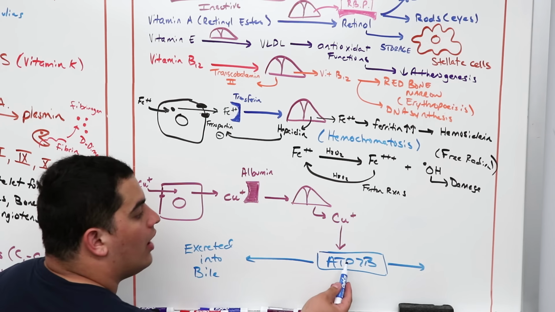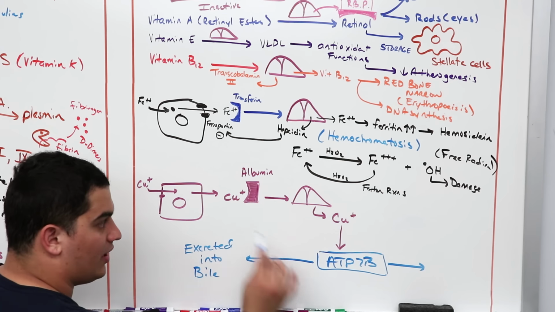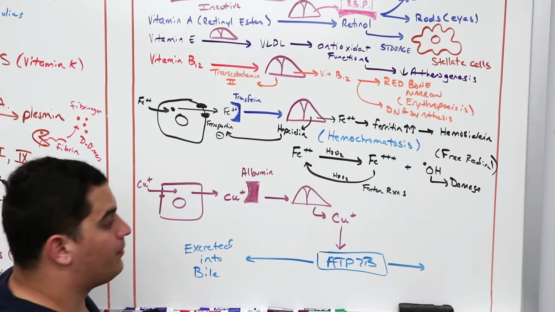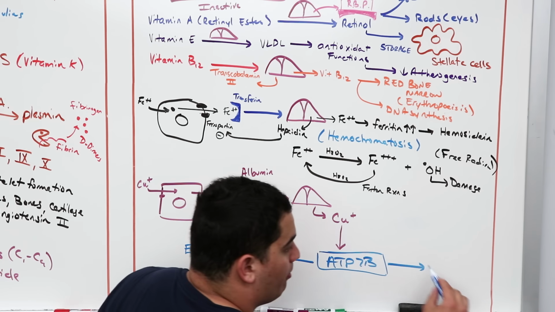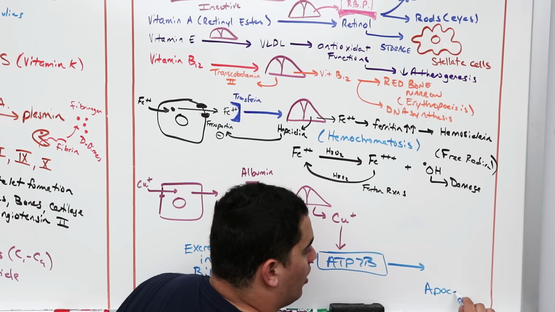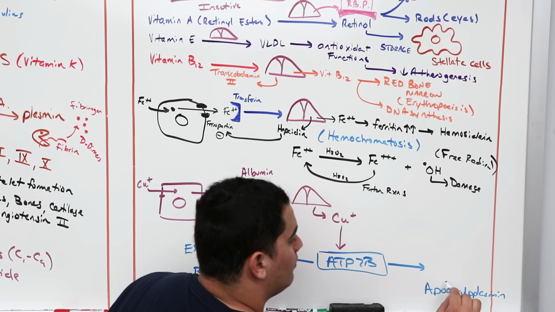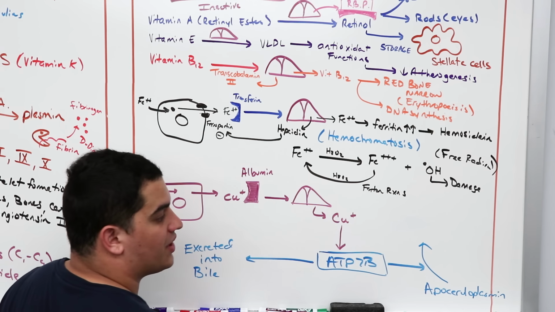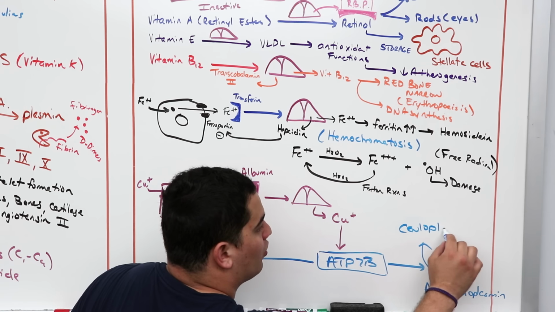Another thing is, we don't want to have copper build up inside of our liver cells because it's toxic. It can actually lead to free radical reactions. Some of it is going to bind onto the ATP7B and be transported, and there's another protein inside of our cell called apoceruloplasmin. When it reacts here, the ATP7B transfers the copper onto the apoceruloplasmin and converts this bad boy into ceruloplasmin.